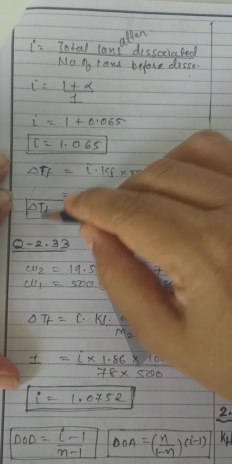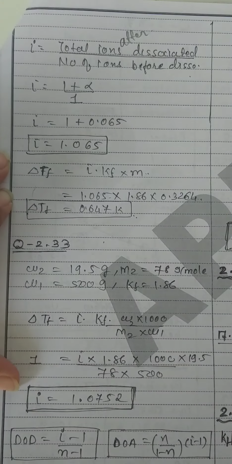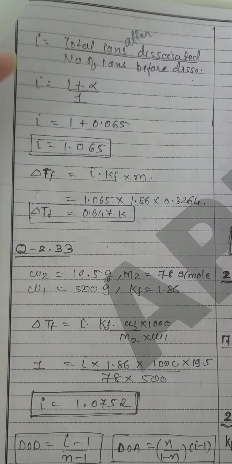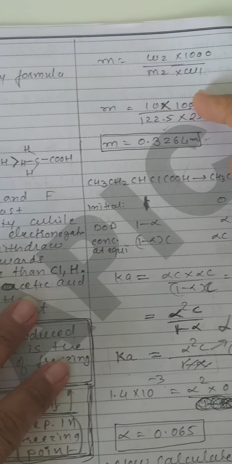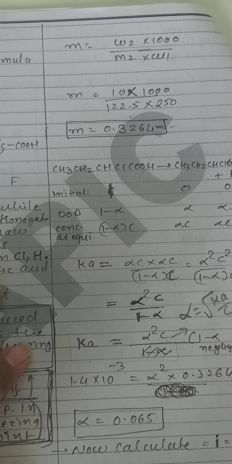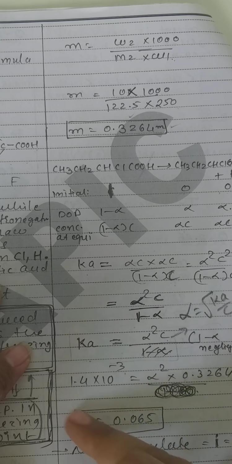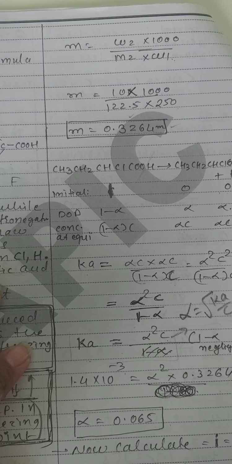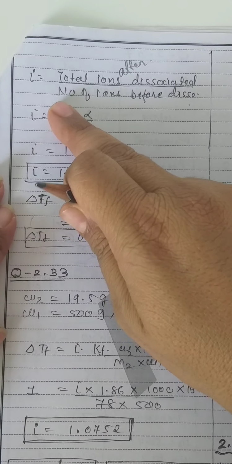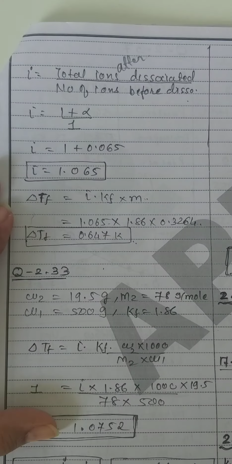So after this calculation we will get delta Tf is equal to 0.647 Kelvin. So for molality we have to do this step, okay, and to calculate alpha we have to do this step. And why have we taken this? Because we want to calculate i, okay. So all are necessary steps.